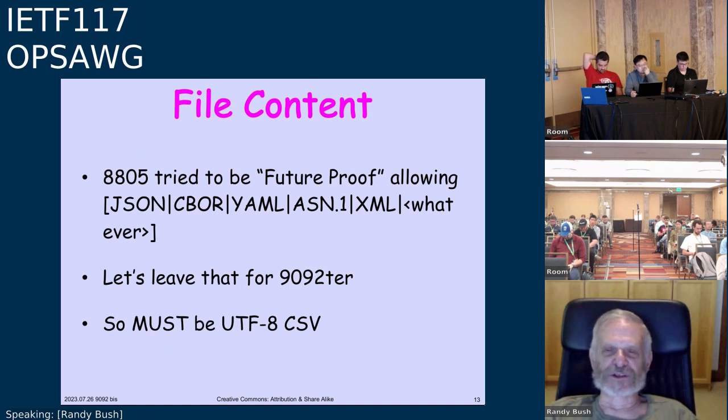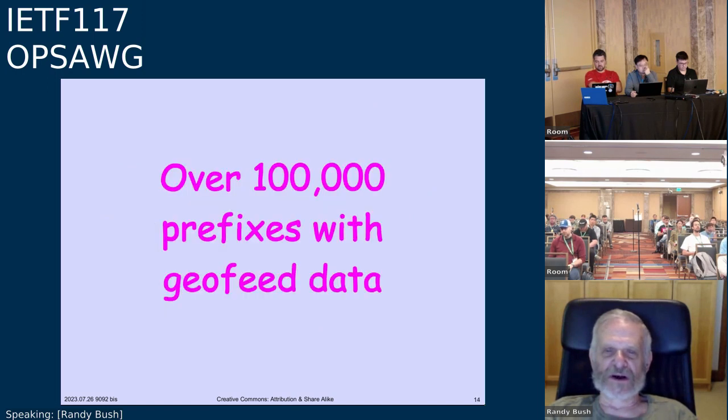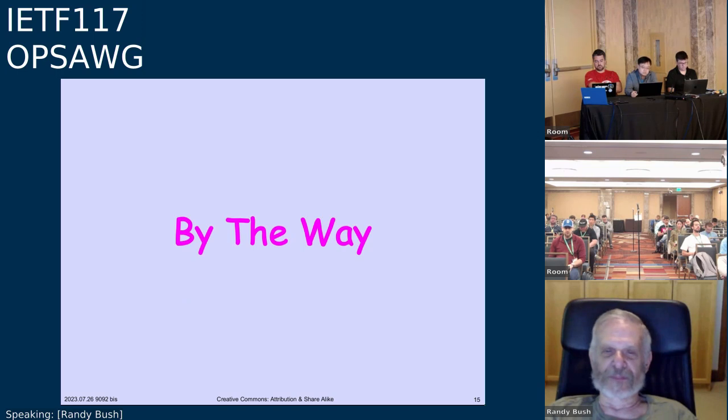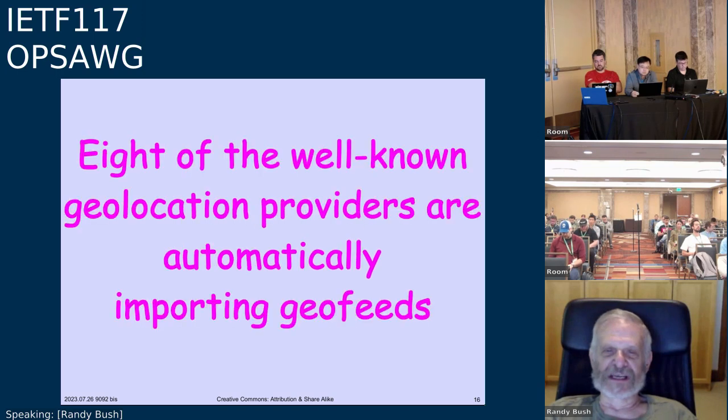RFC 8805 wanted to future proof, allowing and so on. Let's leave that for the next round. Geofeed files must be UTF-8 based CSVs. There are currently over 100,000 prefixes with geofeed data in operation, and 8 of the well-known geolocation providers are importing these data, i.e. this thing is deployed and working.